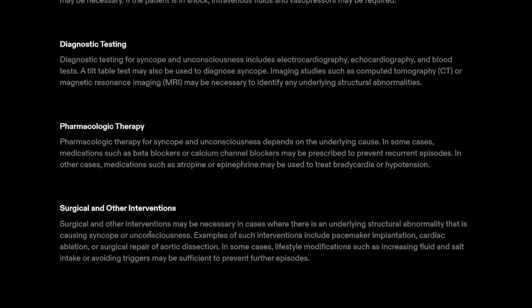Surgical and other interventions. By doing the CT and MRI, if any structural abnormalities or any blood clots are found, to prevent further attacks of stroke or any other symptoms, we need to do interventions such as pacemaker implantation, cardiac ablation, or surgical repair of aortic dissection. And in some cases, lifestyle modifications such as dietary intake, doing exercises, and giving psychological support to the patient and family members help us to improve the situation of the patient and help to prevent further episodes.